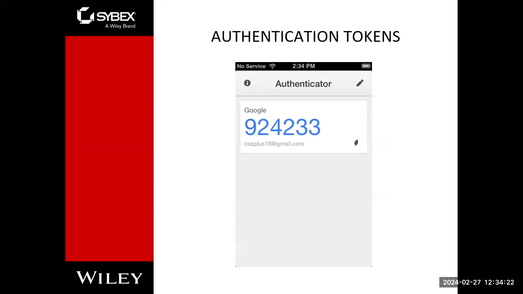So authentication tokens, here we have a good example of Google Authenticator. I'm a user of Google Authenticator. I love it. It's great. I've also used Microsoft Authenticator, RSA keys, etc. They all kind of serve the same purpose of having an additional mechanism for authentication.